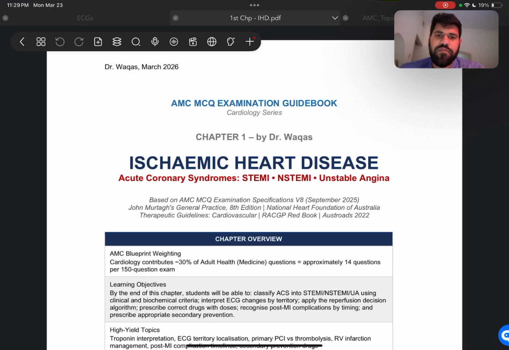Today is the 23rd of March, and I'm saying this date because later on maybe a few of the guidelines may change, maybe a few more recalls will come, and then we can add more information to this.